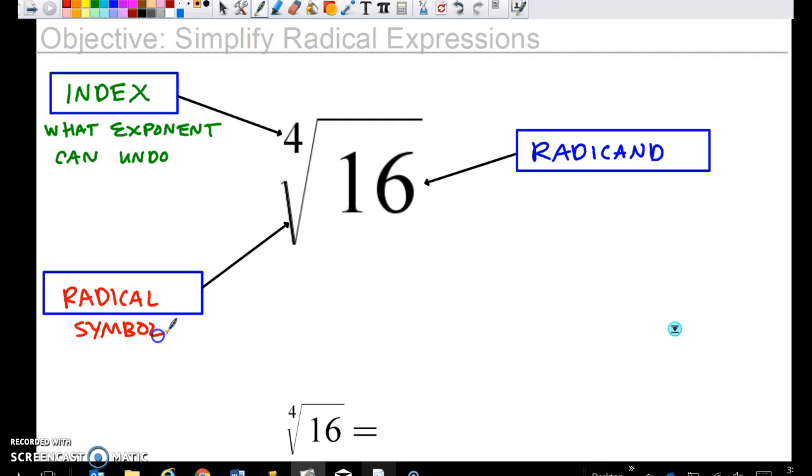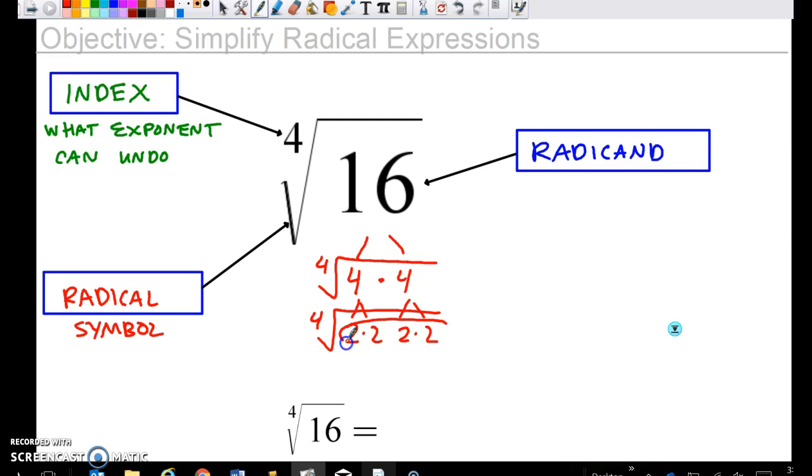Now the fourth root of 16, if you remember from the first lesson, we tried to break this up into as many factors as I need to break out of the radical. So this is still the fourth root, and 16 is 4 times 4. 4 can break down into 2 times 2, and then that can also break down into 2 times 2. So I have a group of 4 2's. This is the fourth root of 2 to the fourth power.